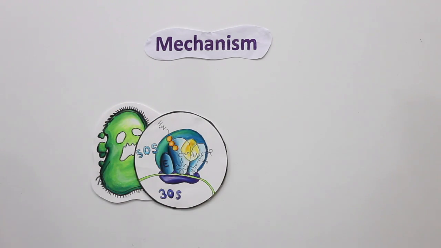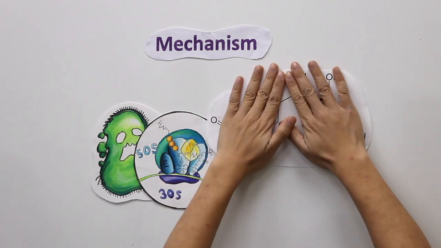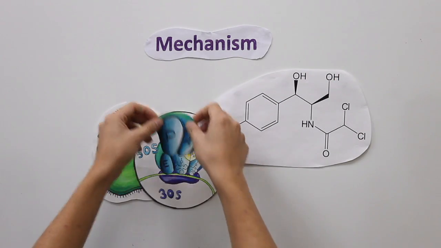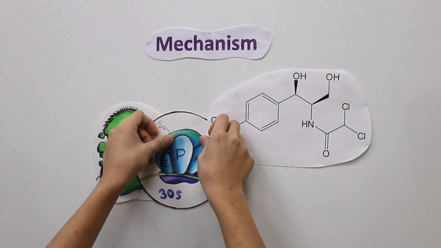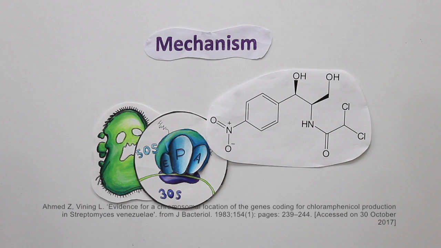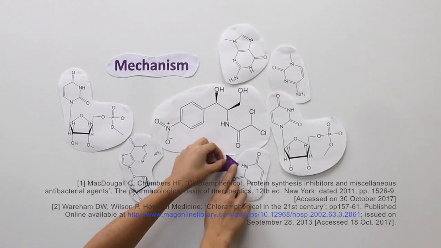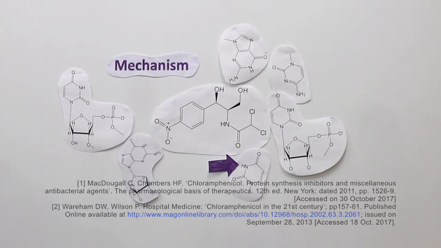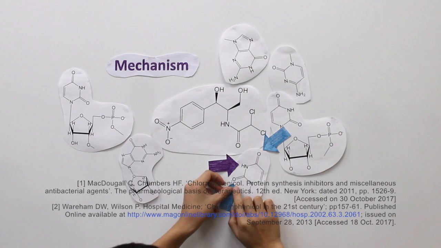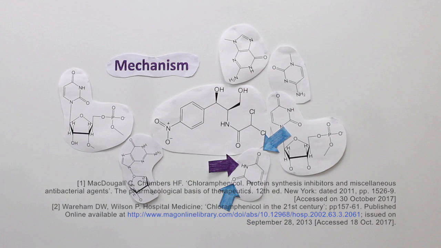The 50S subunit of bacterial ribosomes is reversibly bound to chloramphenicol. This changes the conformation of peptidyl transferase in ribosomes, so peptide bond formation is inhibited. The mechanism relies on different functional groups. First, the hydrogen bond donors and acceptors form hydrogen bonds with various nucleotides of the peptidyl transferase cavity, such as the ones pointed out here.